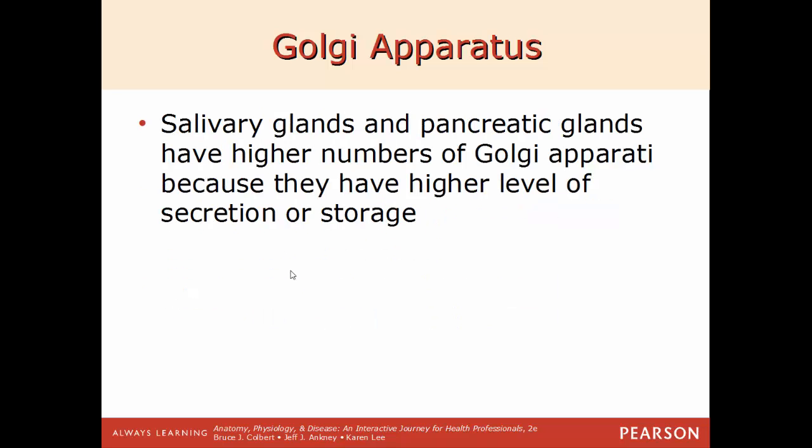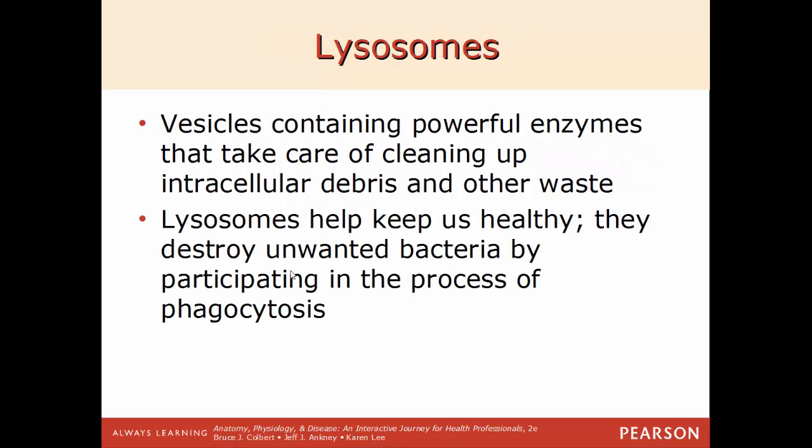Some structures will have more Golgi than others, such as the salivary glands and the glands of the pancreas. They will have higher numbers of the Golgi apparatus because they have a higher need and higher level of secretion or storage. Our next structure we'll talk about, lysosomes. These are small vesicles that contain very powerful enzymes that help destroy any waste or any cellular debris. This is where stuff goes to be destroyed, basically. What your cell doesn't need, it will send here. These enzymes will break it down and dissolve it away.